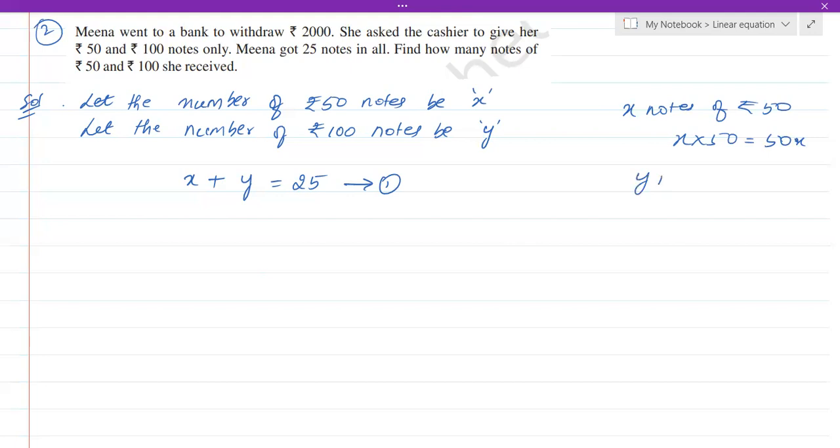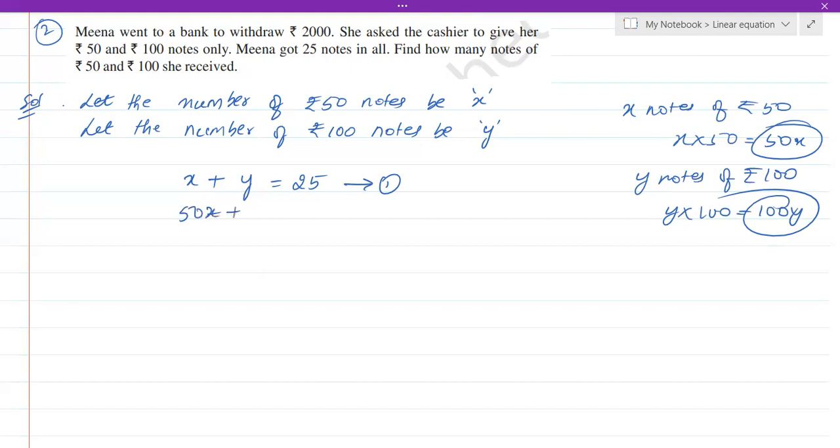Similarly, how many notes of 100? Y notes of rupees 100. What is the total amount that we have? Y into 100. That will become 100y. So this amount 50x and this amount 100y, both put together gives you how much? 2000. So 50x plus 100y is equal to 2000.